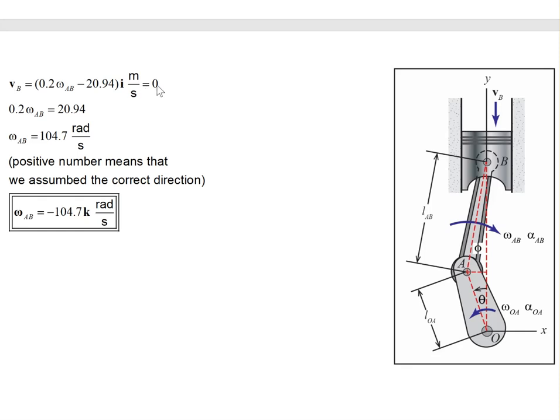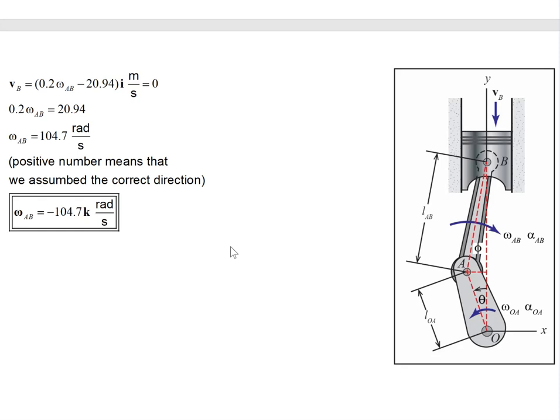So we set the velocity in the I direction to 0, solve for omega AB, and we get a positive number. That means that we assumed the correct direction. So our direction that we assumed was minus k, so we'll keep that.